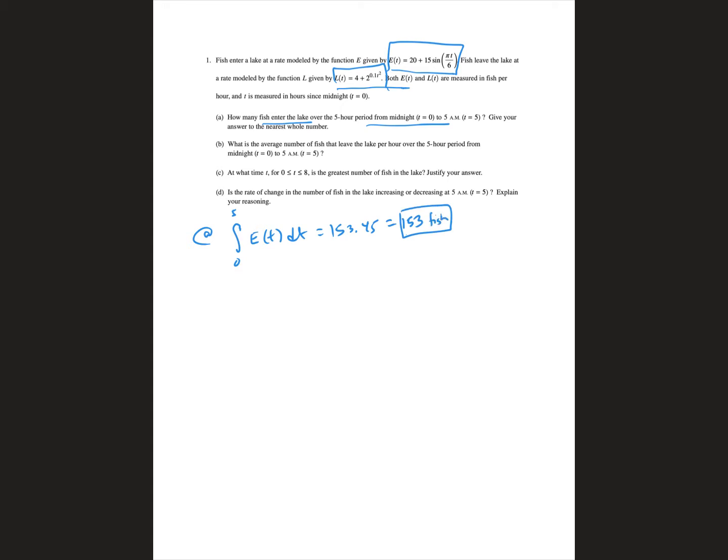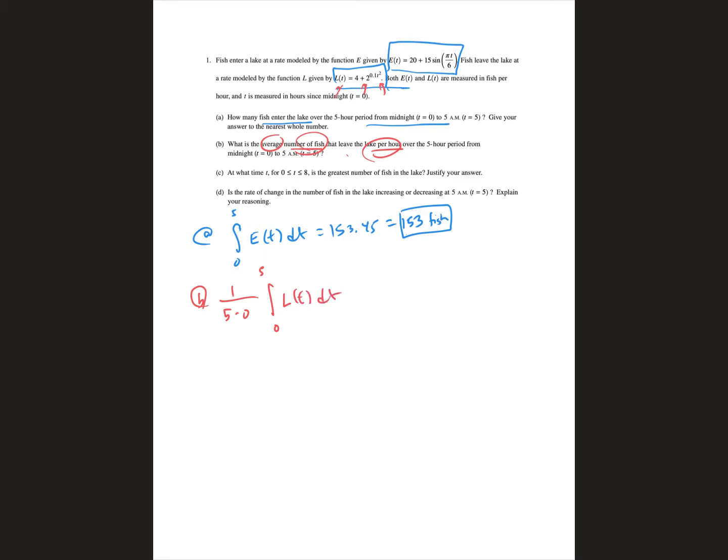So part B says, what's the average number of fish that leave the lake over the 5-hour period from midnight to 5 a.m.? So leave the lake per hour, so it's number of fish per hour. So we're still looking for an average, but we're looking for an average rate. Since I'm given the rate of fish that leave, and I'm looking for the average of that rate, it's going to be the average value of a function, which is 1 over b minus a, that would be the width of the interval, times the definite integral from a to b of that function.